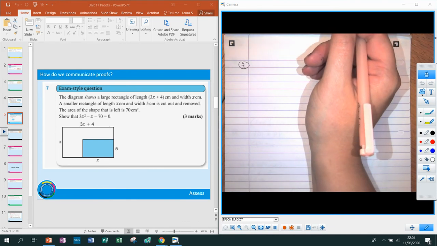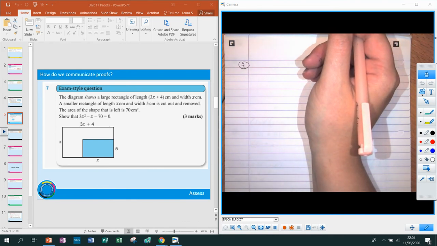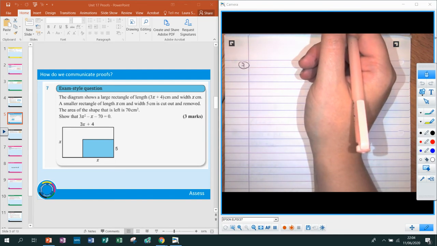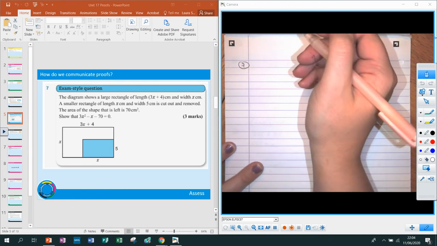So this is very similar to the previous question, except this is now an exam style question. So you're not going to get the parts A, B, and C that we had in the previous question. You're going to have to know to do that. Well, if I want to talk about the area of the remaining shape, I'm going to have to find an expression for the area of the remaining shape.